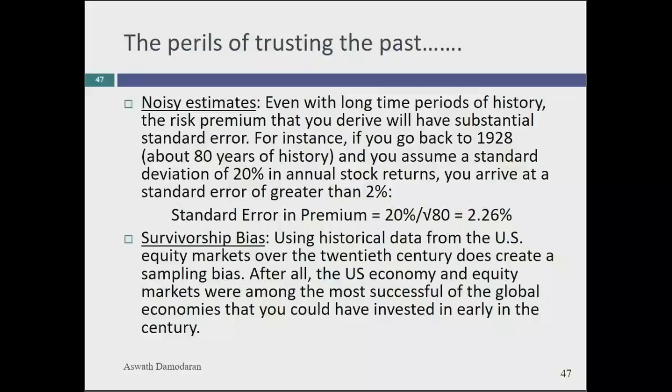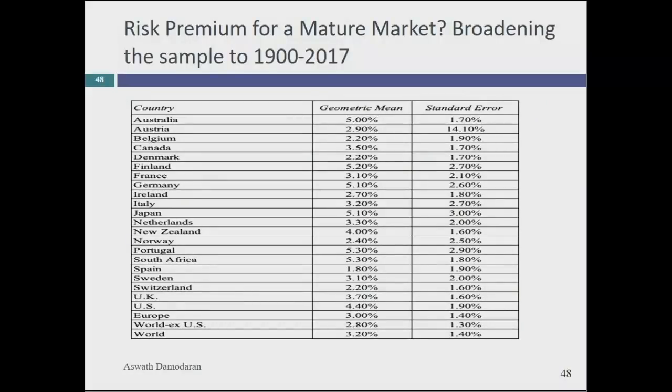So historical data gives you a number, but the number comes with this huge range. So these two researchers at the London Business School computed risk premiums for a bunch of different markets. This is to counter the survivor bias. They said, rather than just pick the US, we're going to pick the 22 biggest markets of the 20th century, and we're going to compute the risk premium in each of them.